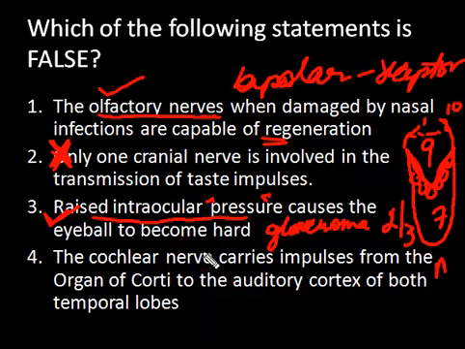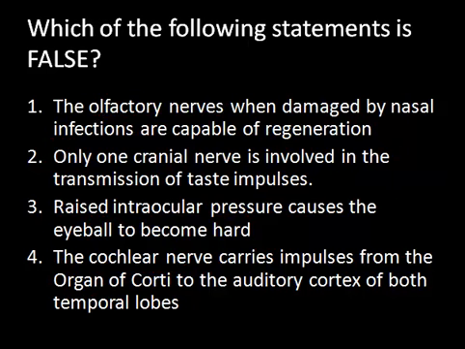And let's look at the last statement, which says the cochlear nerve carries impulses from the organ of Corti to the auditory cortex of both temporal lobes. So this is also true. The cochlear nerve is responsible for carrying the impulses of hearing, through the organ of Corti, which is the sense organ. And it does go to the auditory cortex, which is in the temporal lobe, but it goes to both auditory cortices. So therefore this is also a true statement, and the only statement which is false is the second one, and hence the answer to this question.